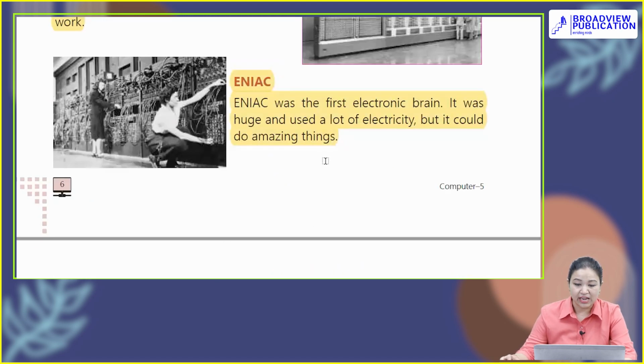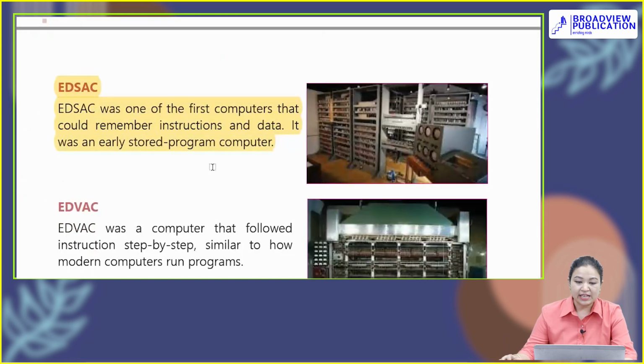Next is ENIAC. ENIAC was the first electronic brain. It was huge and used a lot of electricity, but it could do amazing things. So before ENIAC, most of the devices did not depend on electricity, but this device depended on electricity, and it was using a lot of electricity. As you can see the size of this computer, it was big, so it was using so much electricity to work.